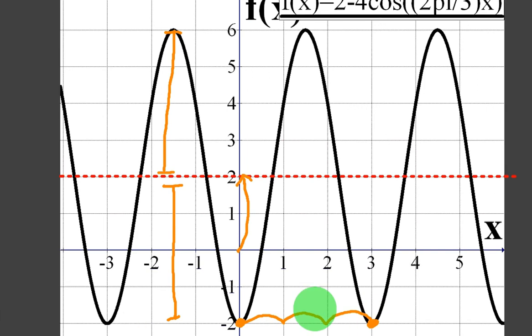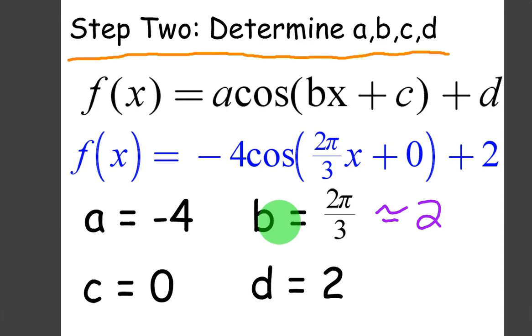So all you have to do is look at the b value to figure out frequency. And that's it for this example of amplitude, period, phase shift, and frequency.